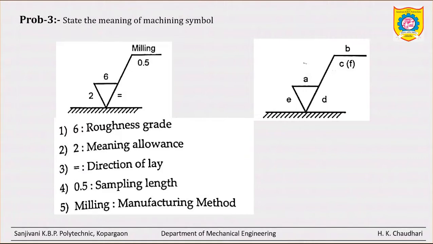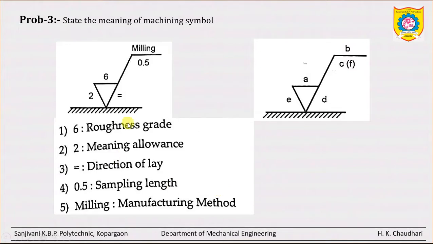Okay, then here the sequence is changed, but you can write in clear sequence A B C D E. Okay, so A is 6, and B is what? Milling. So milling is the manufacturing method. 0.5 is the sampling length, and we know it is in mm.